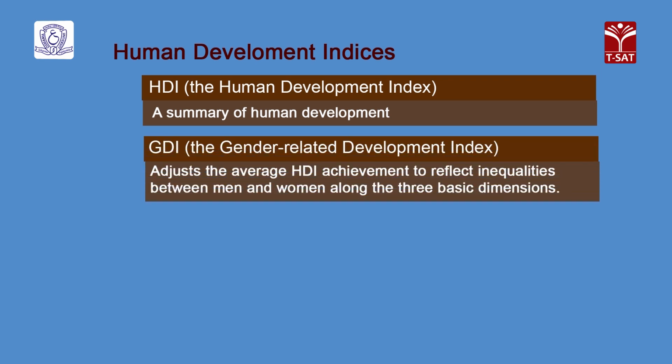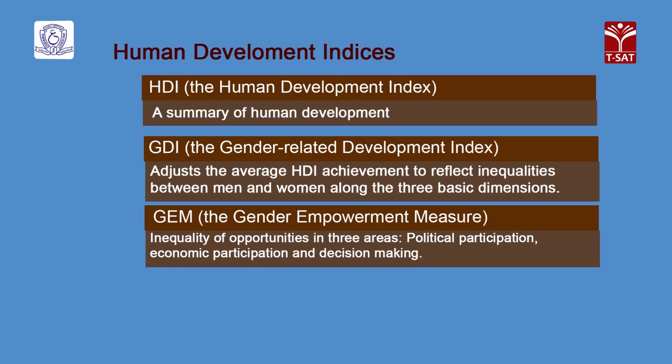Apart from HDI, there is GDI, that is the Gender Related Development Index. It is an indicator that adjusts the average HDI achievement to reflect inequalities between men and women along the three basic dimensions. GEM, the Gender Empowerment Measure. It is an indicator that focuses on opportunities open to women. It measures inequality of opportunity in three areas: political participation, economic participation and decision making.